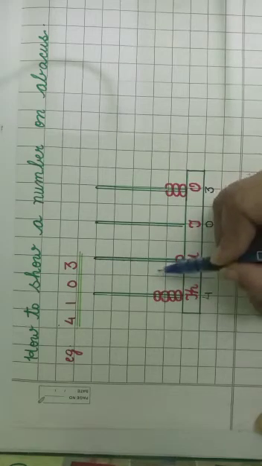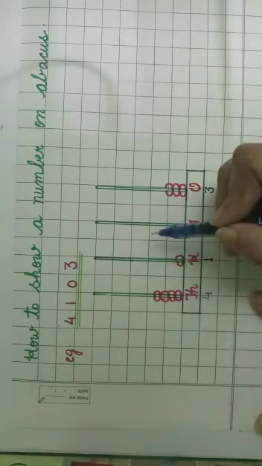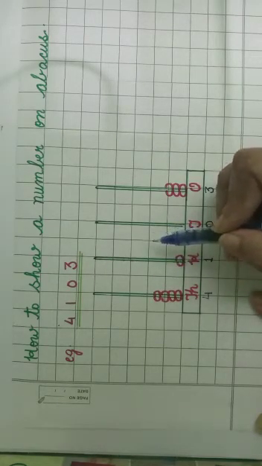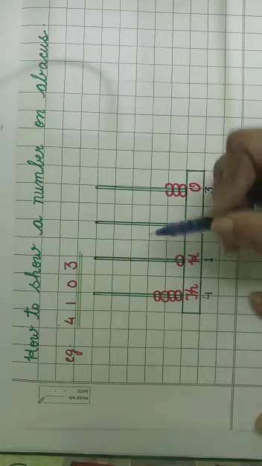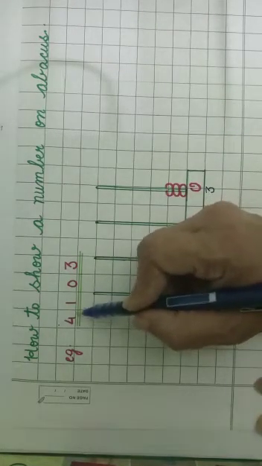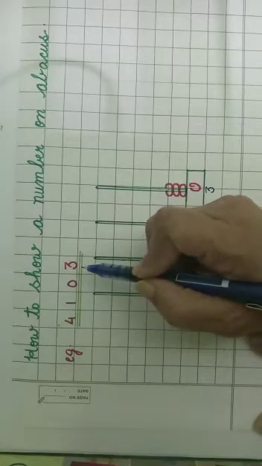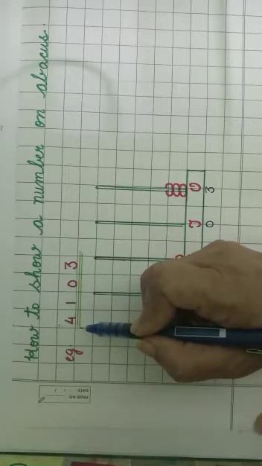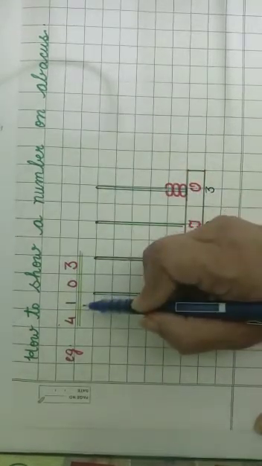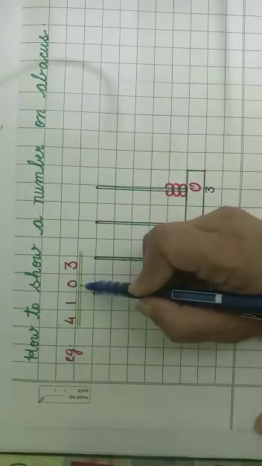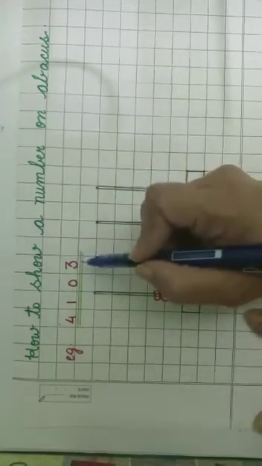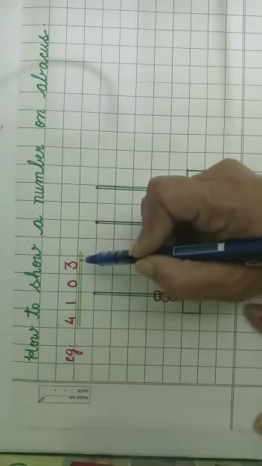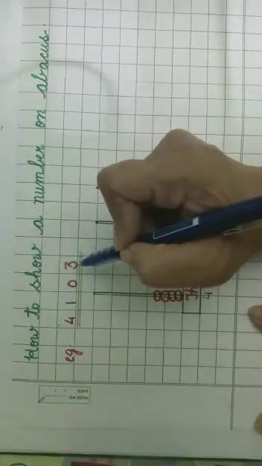Leave at least 2 columns among these spikes. Clear bachche? Now the number is 4103. Now what is there at thousand place? 4. At hundreds place? 1. Tens place? 0. And ones place? 3.